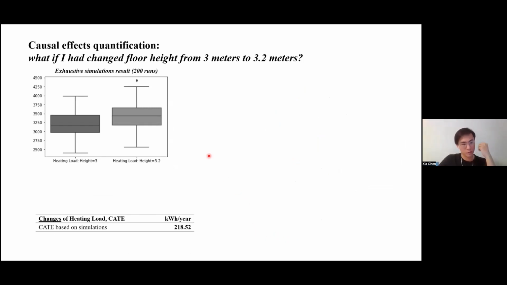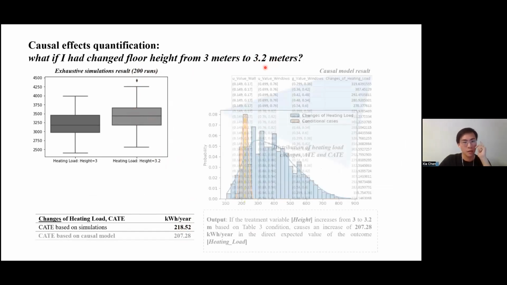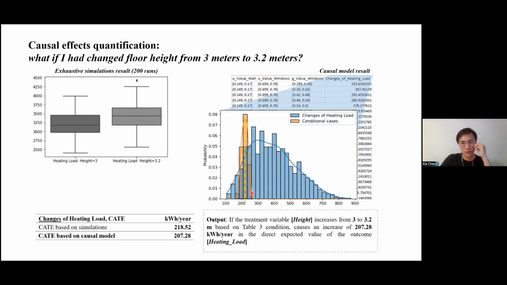For the validation, we first run first-principle simulations by exhaustively generating 200 different runs of data samples within the range to get the ground truth result. The difference is 218.52 kilowatt hours per year if we change the height from 3 meters to 3.2 meters. Then the causal linear estimation gives the results in the table with the conditional average treatment effect. The output shows that if the treatment variable's height increases from 3 to 3.2, based on the last slide's table conditions, it will cause an increase of 207.28 kilowatt hours per year in the direct expected value of the outcome heating load.